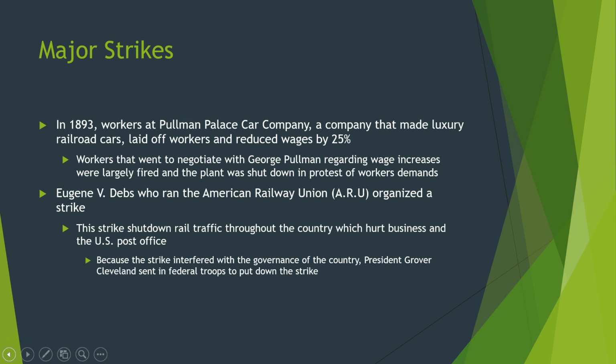workers at the Pullman Palace Car Company, a company that made luxury railroad cars, laid off workers and reduced wages by 25%. Workers that went to negotiate with George Pullman regarding wage increases were largely fired, and the plant was shut down in protest of workers' demands. Eugene V. Debs, who ran the American Railroad Union, organized a strike. The strike shut down rail traffic throughout the country, which hurt business and the U.S.